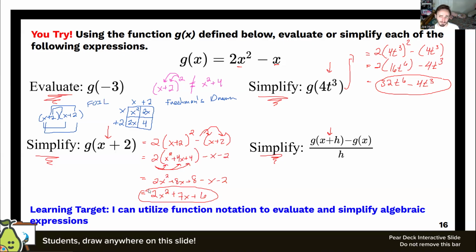That one's kind of tricky. You got to be really careful there with the freshman's dream. You don't want to make that mistake. Every year people do it. It's very tempting, but it just doesn't work.